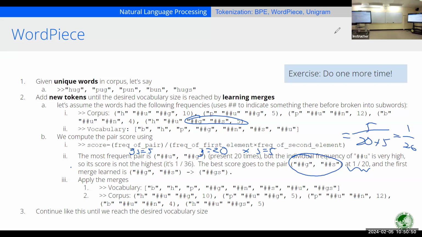And then based on that, you now have the vocabulary with the GS here. And then also in the corpus, this is merged. This is not merged. Now I want you to do one more time. And after this, how about we take a break, okay?